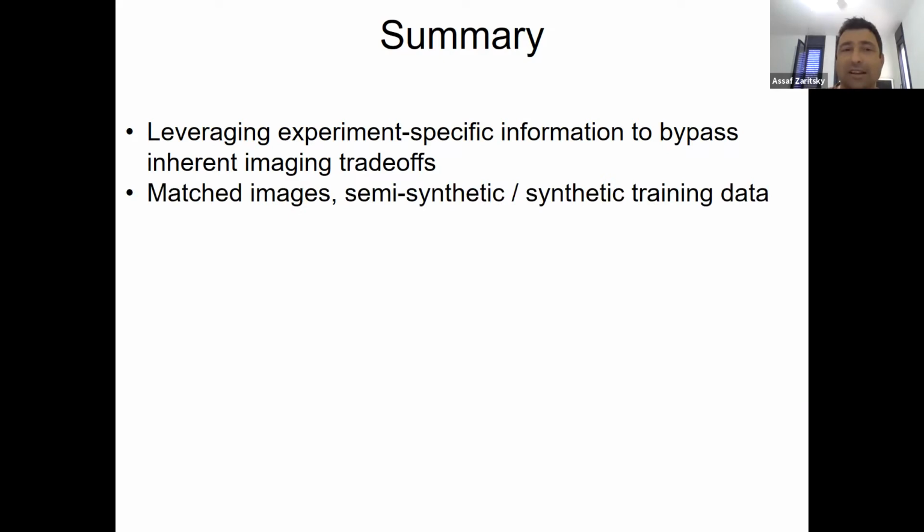They showed you three modes. First is matched images, high and low quality images. Then semi-synthetic, 2D and reducing the resolution for simulating 3D images, and completely synthetic training data sets.